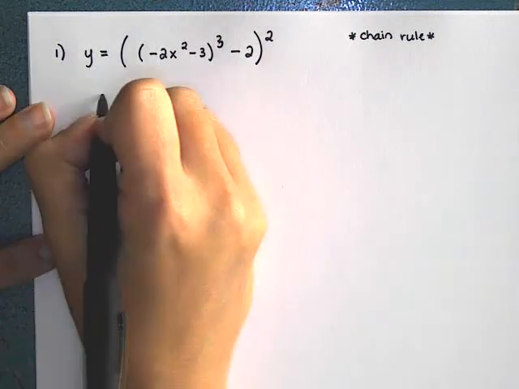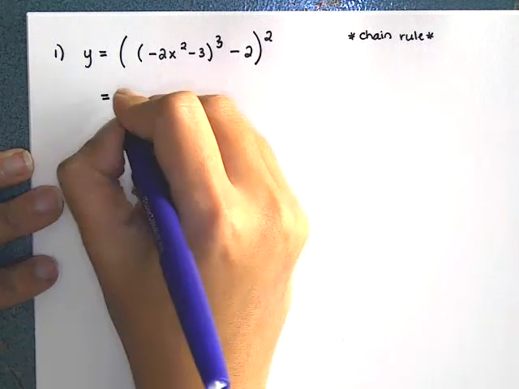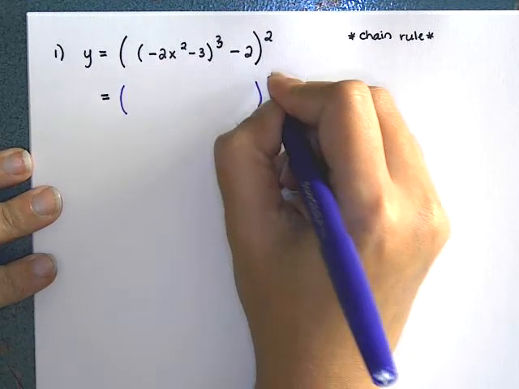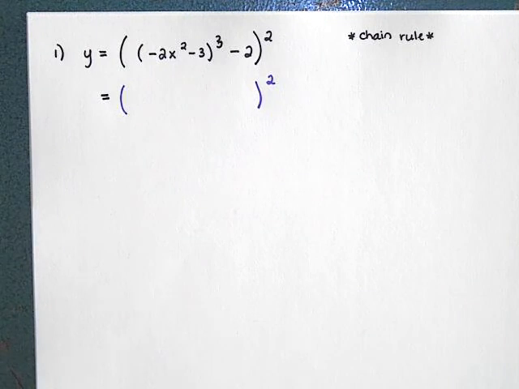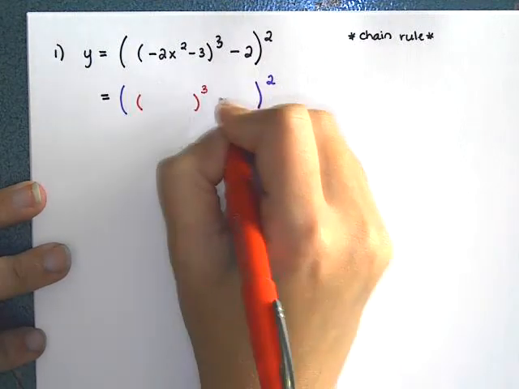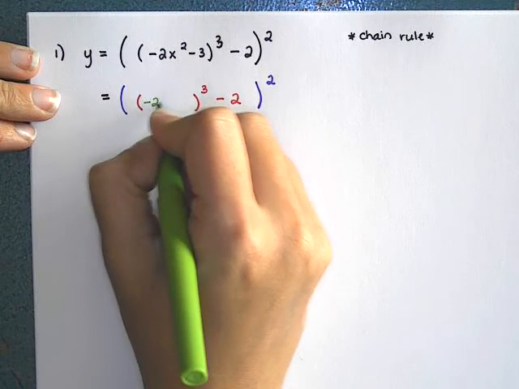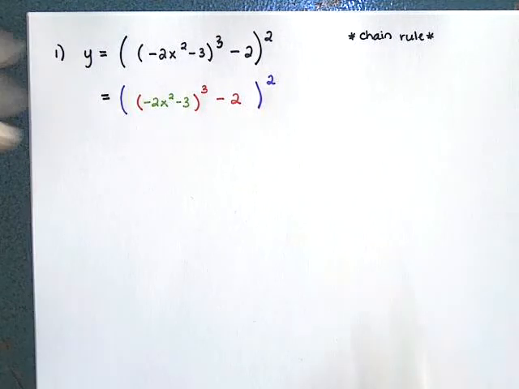So if I rewrite this in colors, which is what we did for a couple days just to practice seeing this, we're going to have the outside function, which is the squared, and then we're going to have the inside function. Now the first layer of inside function is something cubed minus 2. And the final layer of inside function would be the negative 2x squared minus 3. So I'm going to have 3 layers of my chain rule here.